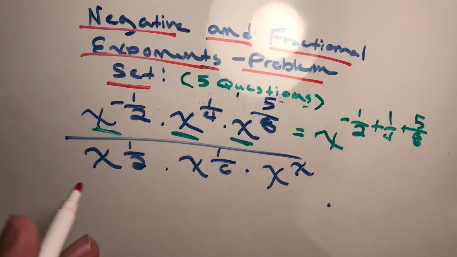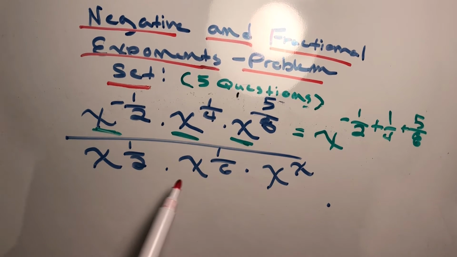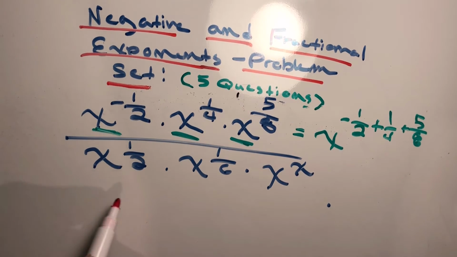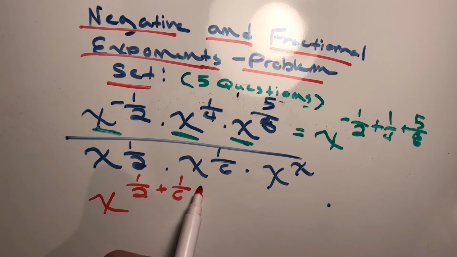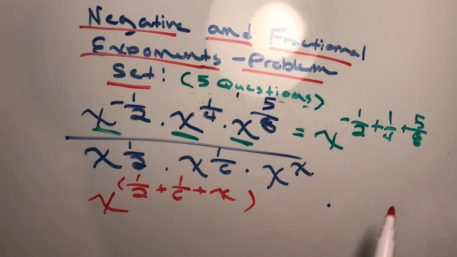All we need to do for the bottom is add these powers again. x to the 1/2 times x to the 1/6 times x to the x, which gives us x to the 1/2 plus 1/6 plus x. All right, it's perfectly reasonable to have an x there again. Doesn't really change anything. Okay, so now we can apply our third law of exponents and subtract these powers from one another, right? Because we're essentially dividing this one by this one. So let's rewrite that here.